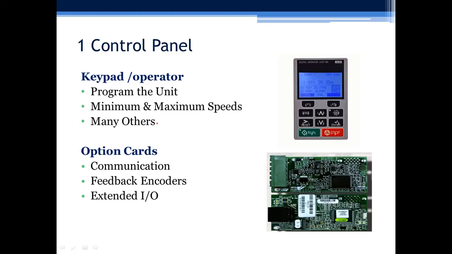Next is you have an option card. Option cards are useful for enhancing the features of drive. They are used for communication purpose, feedback encoders. They are also used for encoder IO ports. So here you can see them.